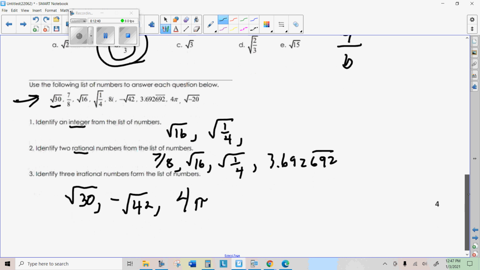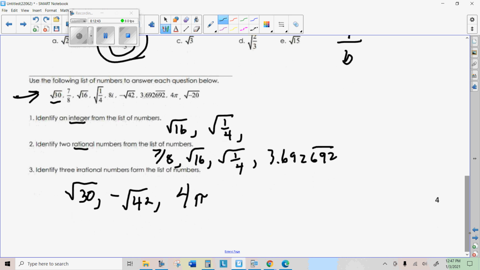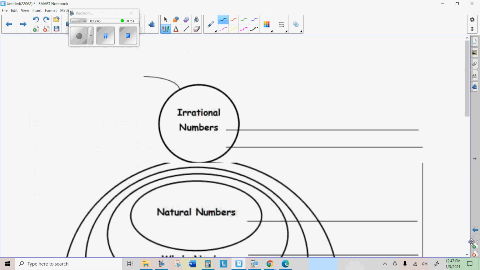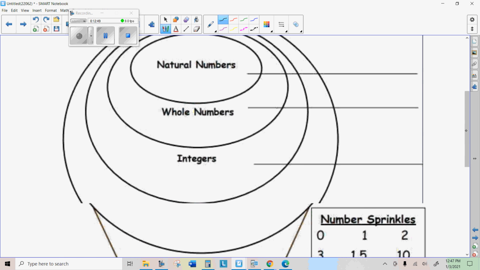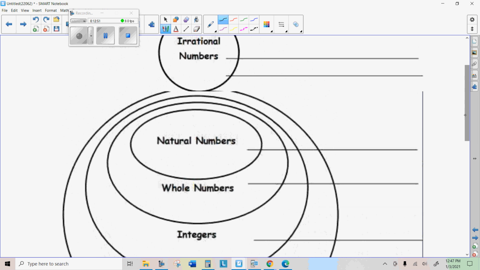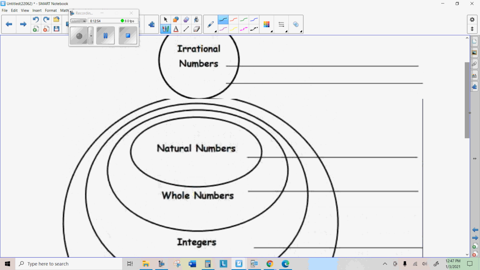All right, I think I'm going to stop here, and we'll start the video lesson tomorrow on page 5. We'll review all the sets of numbers again, and then you can do your homework tomorrow.